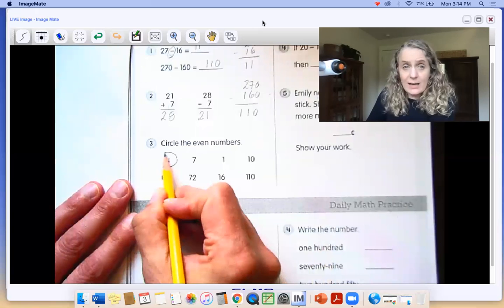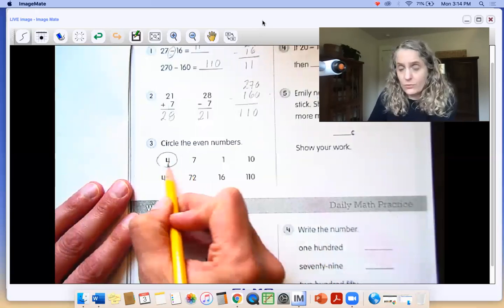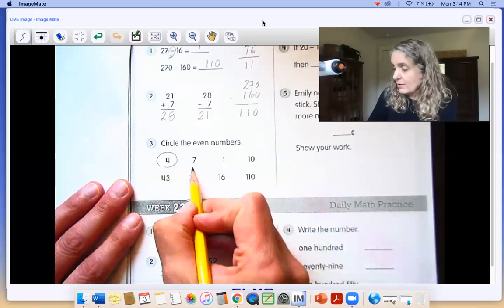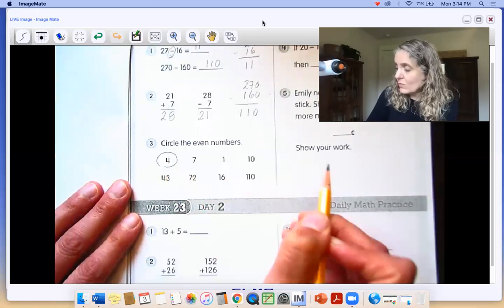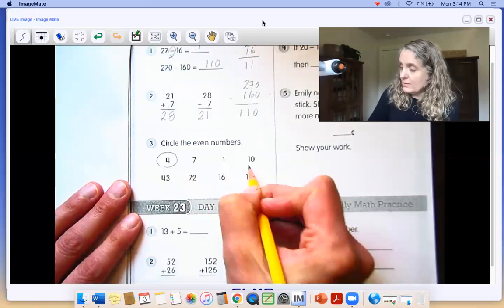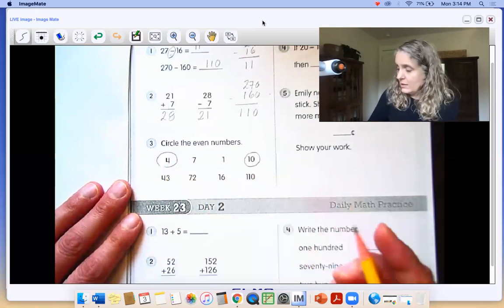And then we're going to circle the even numbers. Remember, even numbers, they have partners. So 2 plus 2 is 4. 7 is odd. 1 is odd. No partners for them. 5 plus 5 is 10. So that is an even number.